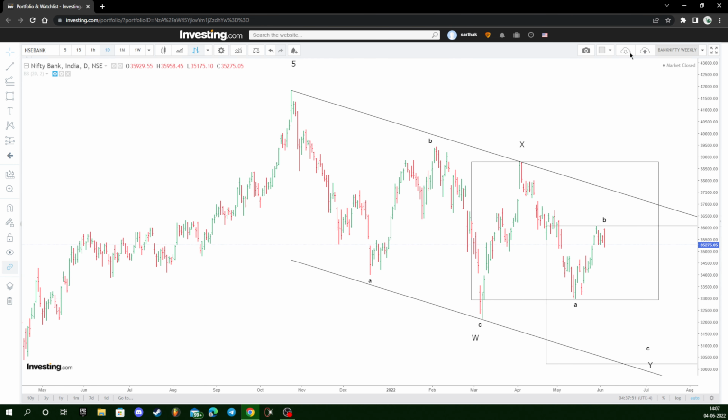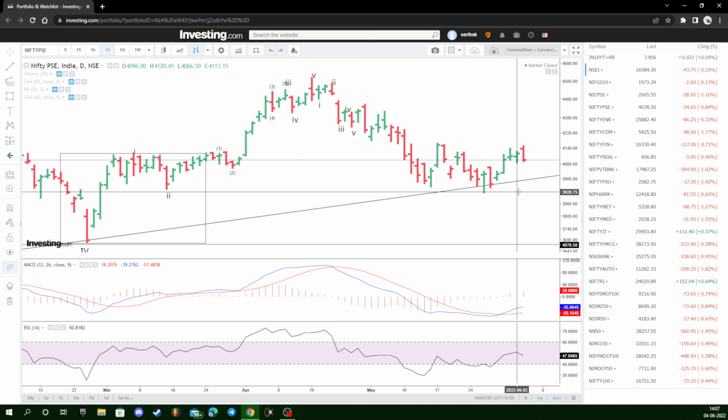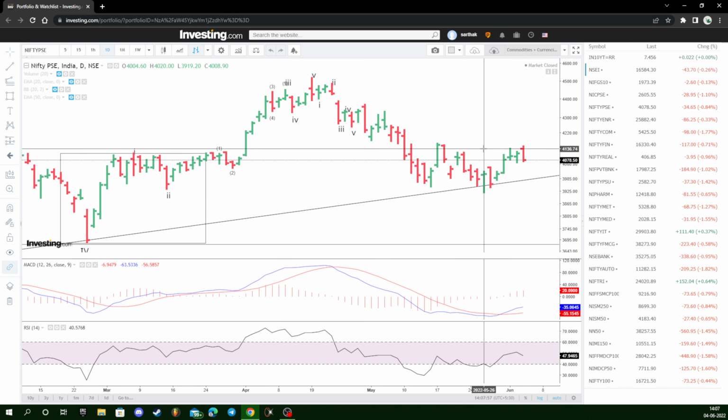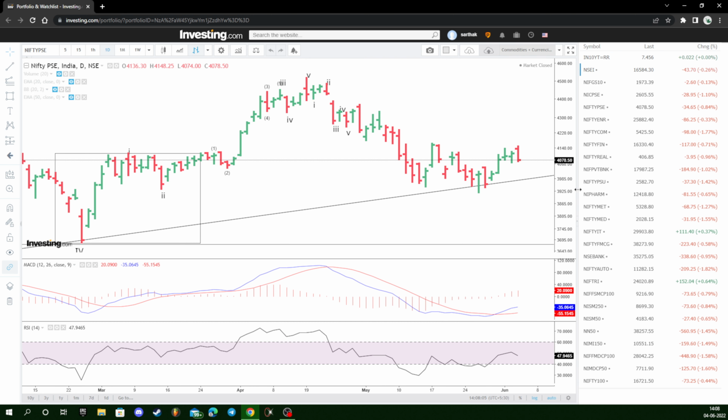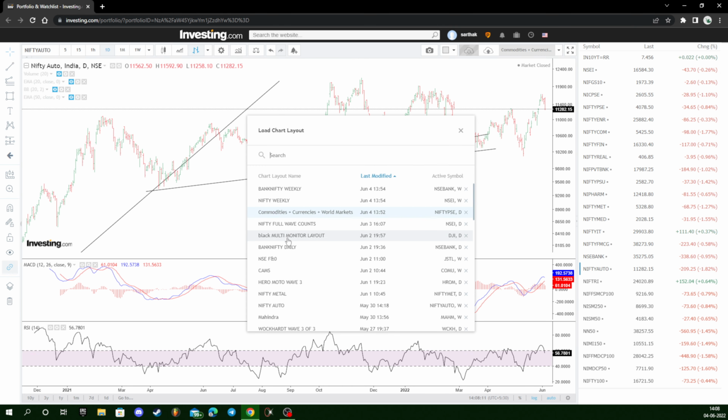Okay, and talking about few sectors, I have been very bullish on the auto sector, but with the wave counts that I am having on the Nifty 50 index, it is also showing me that there is a risk in the auto index as well. So, Nifty auto.